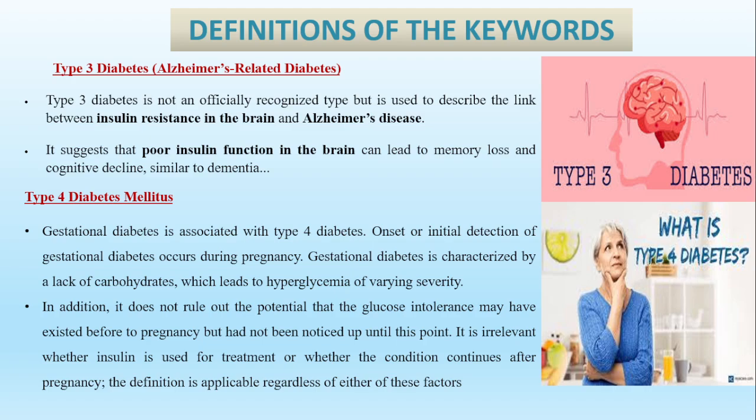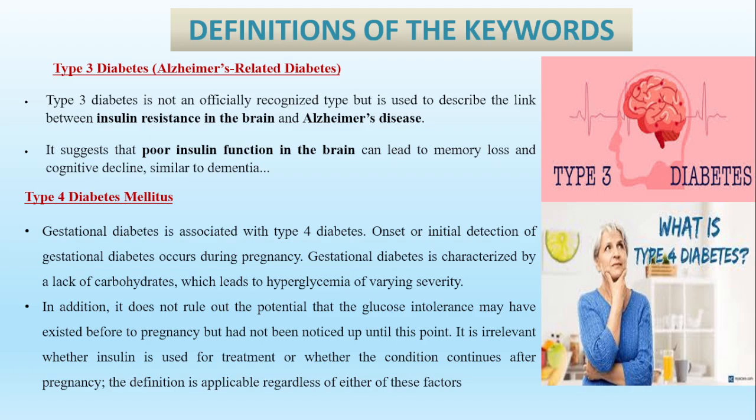Type 3 diabetes is not an officially recognized type but is used to describe the link between insulin resistance in the brain and Alzheimer's disease. It suggests that poor insulin function in the brain can lead to memory loss and cognitive decline similar to dementia. If the third type is not officially recognized, then we can say there is a fourth type also, and the third type.